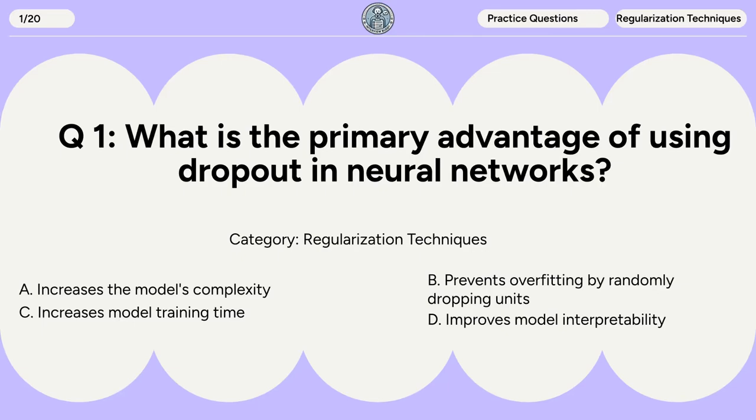Question 1. What is the primary advantage of using dropout in neural networks? A. Increases the model's complexity. B. Prevents overfitting by randomly dropping units. C. Increases model training time. D. Improves model interpretability.